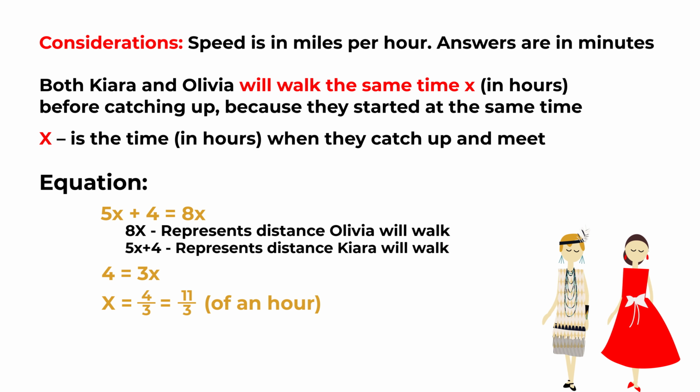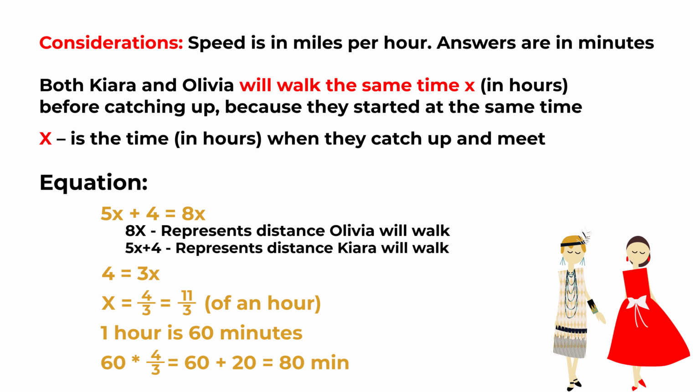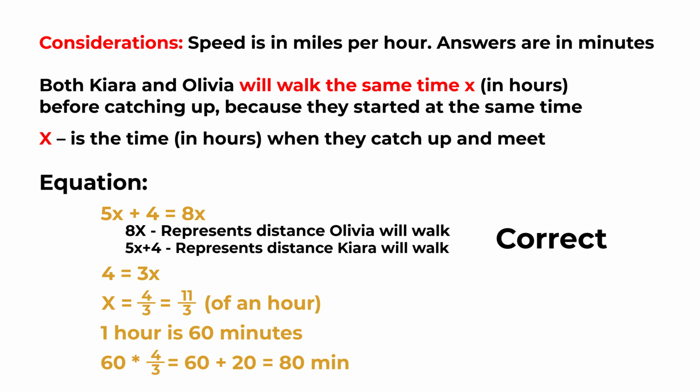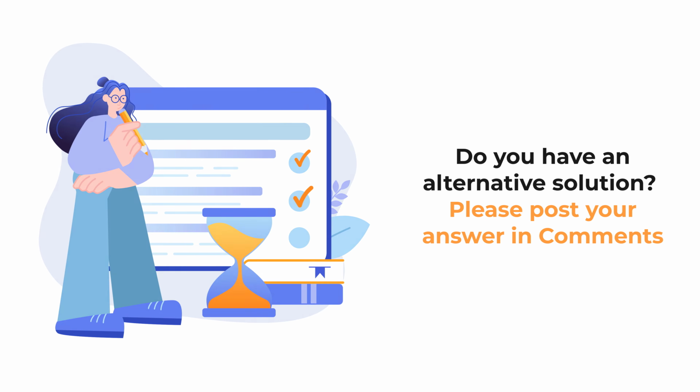1/3 of an hour. And now is the time to do the conversion. 1 hour equals 60 minutes. 60 multiplied by 4/3 equals 60 plus 20 equals 80 minutes. So the correct answer here is choice D, 80 minutes. Hopefully you've nailed this question and now know how to answer similar problems on the test.